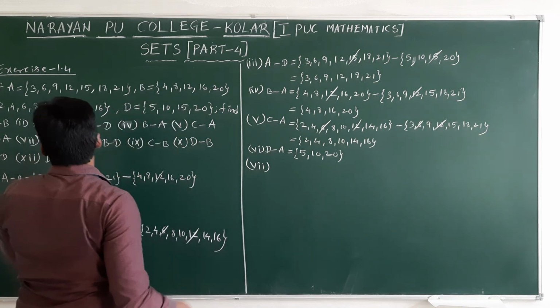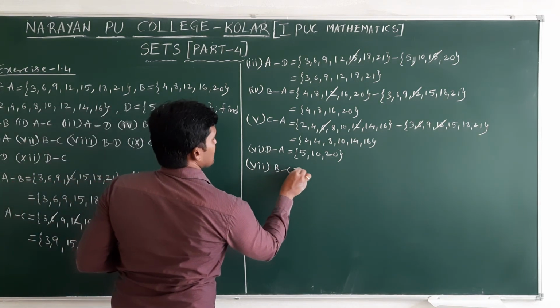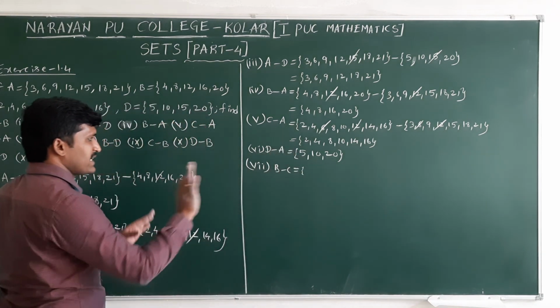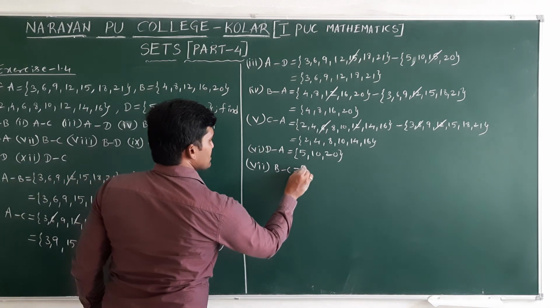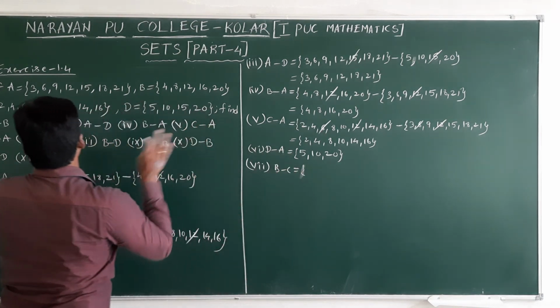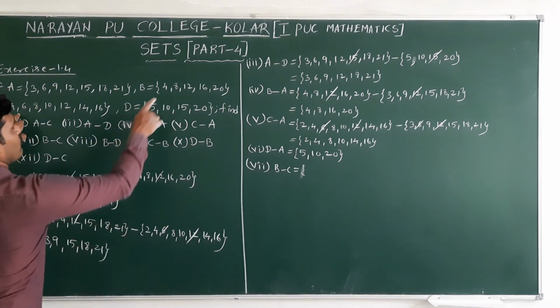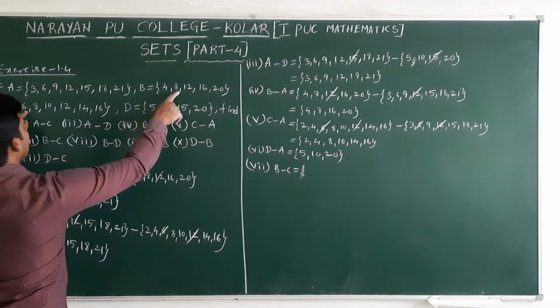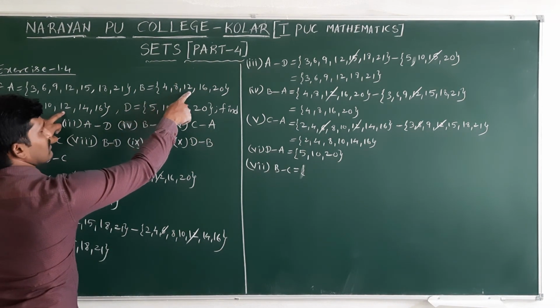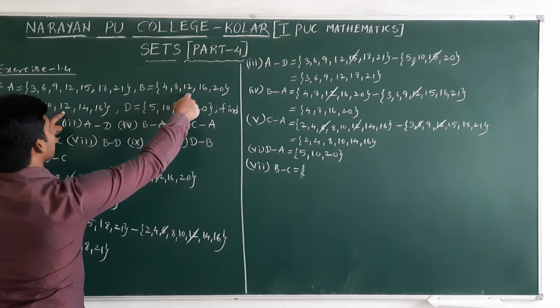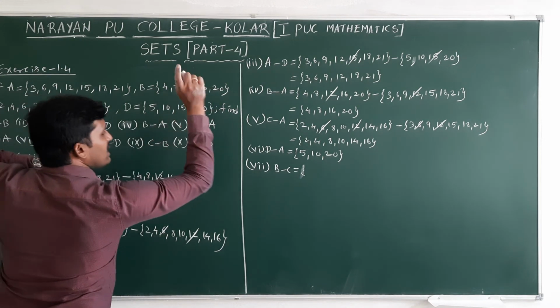Seventh one, B minus C. Same: the elements only present in B which are not present in C. That means remove any common elements between B and C. 4, no need, 8 cancel, 12 cancel. 4, 8, 12 is cancelled. 16 also cancel. Only 20 remains.